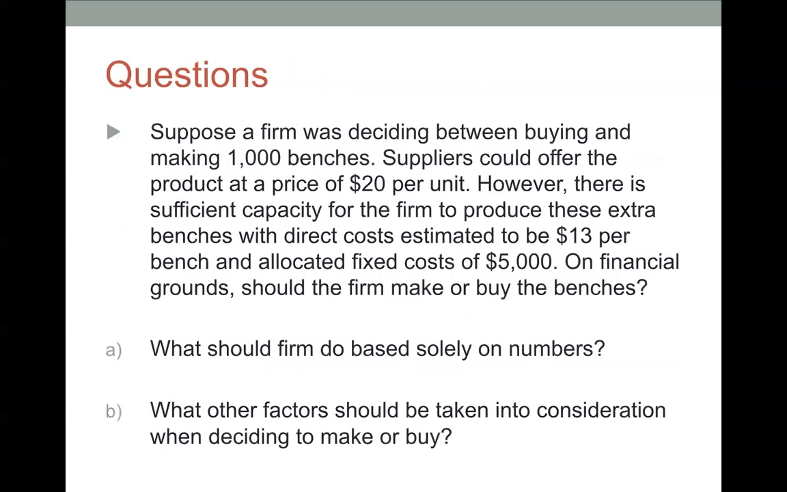So let's take a look at an example. We have a situation where a business is deciding between buying 1,000 benches. My suppliers could offer it to us for $20 per unit. But we also have capacity to produce these benches with our direct costs or variable costs at $13 per bench, allocated fixed cost 5,000. Quantitatively only, like on financial grounds only, should the business make or buy the benches? So pause the video. What should the business do based solely on numbers? And then jot down a few other factors that may be taken into consideration when deciding to make or buy.